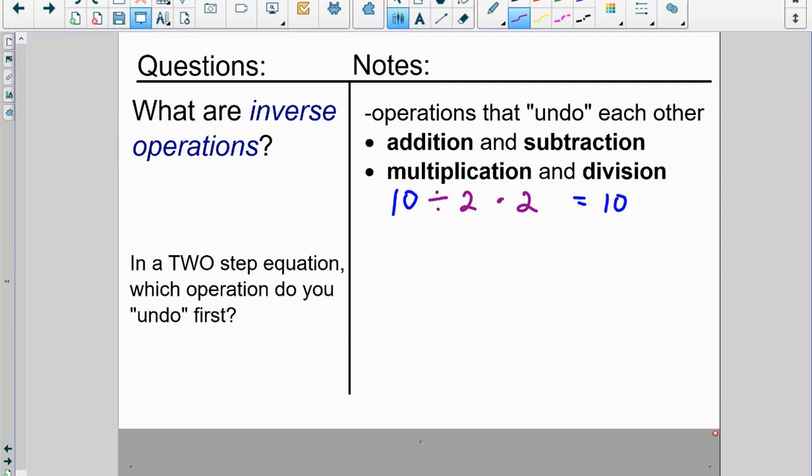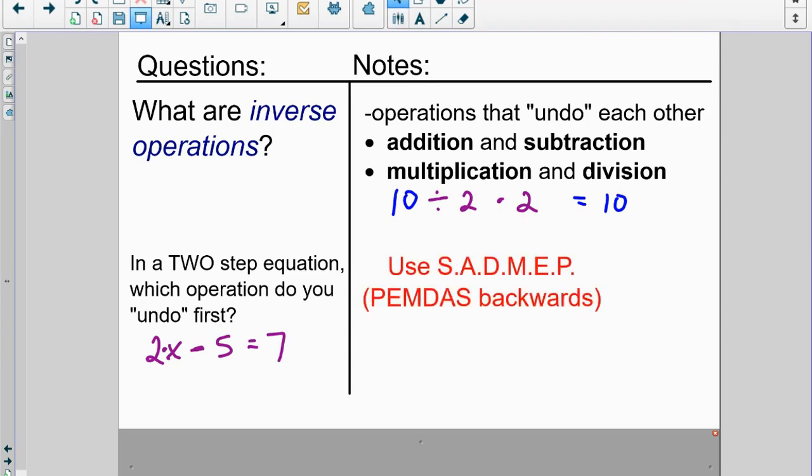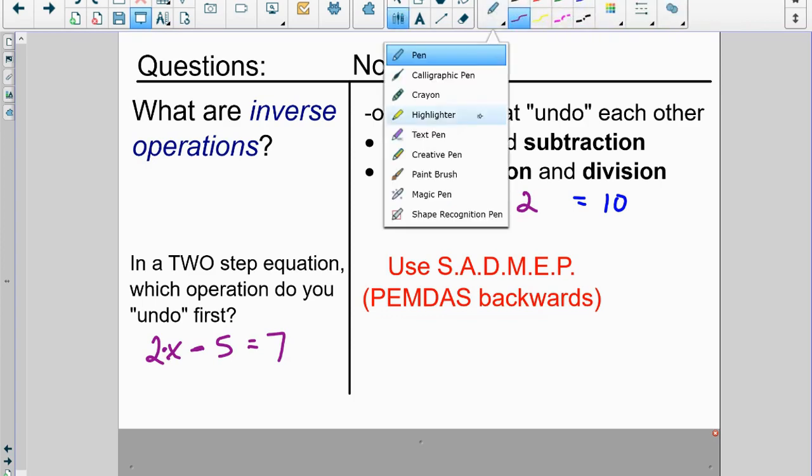In a two-step equation, which operation do you undo first? So a two-step equation might look like this. 2x minus 5 equals 7. And in that equation, there are two different operations to undo. There's the multiplication between the 2 and the x, and there's the subtraction. So when we are trying to decide which one to undo first, we actually follow SADMAP, which is PEMDAS written backwards. So we start with undoing any addition or subtractions.